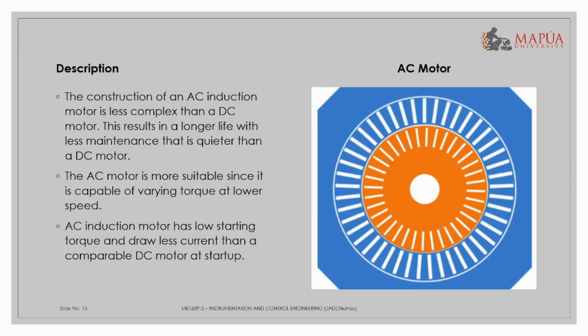The construction of an AC induction motor is less complex than a DC motor. This results in a longer life with less maintenance, and it is quieter than a DC motor. The AC motor is more suitable since it is capable of bearing torque at lower speed. An AC induction motor has a lower starting torque and draws less current than a comparable DC motor at startup.